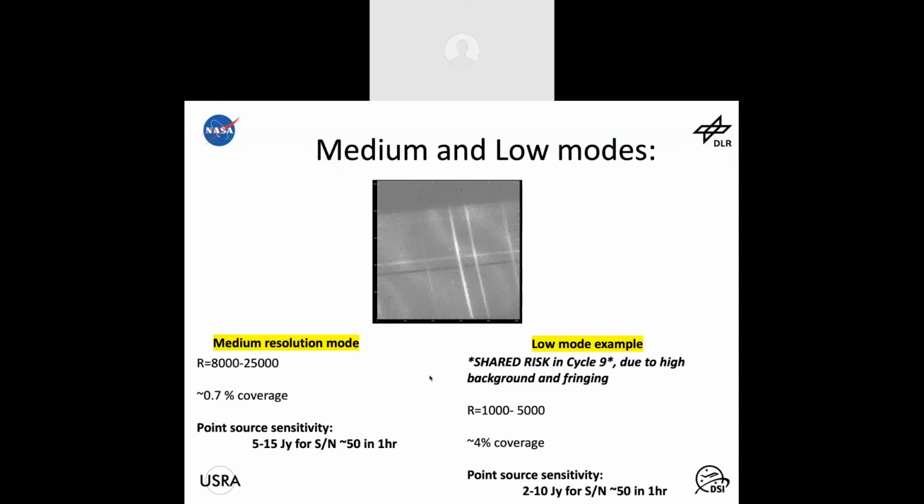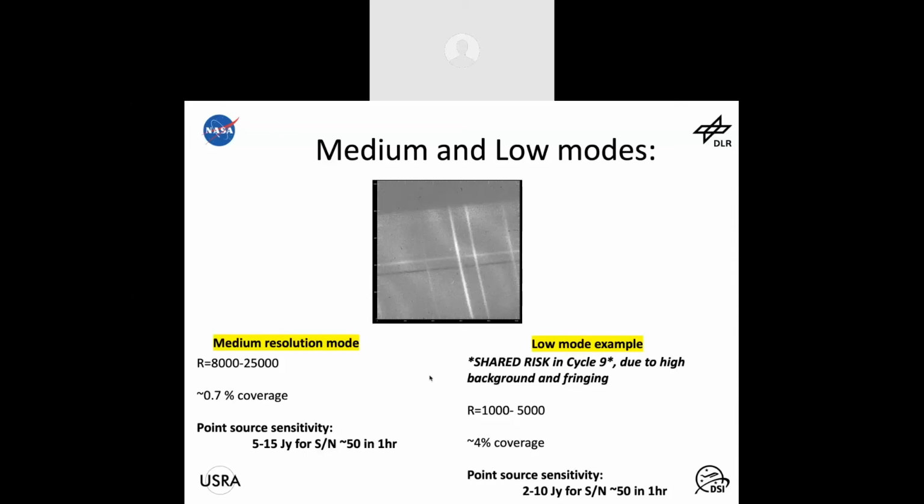And to consider this, consider sources that are a couple of Janskys. In this case, 5 to 15 Janskys over the entire wavelength coverage will get you about signal to noise 50 in an hour of integration time. So millijansky sources really aren't something that EXES can do in any mode.